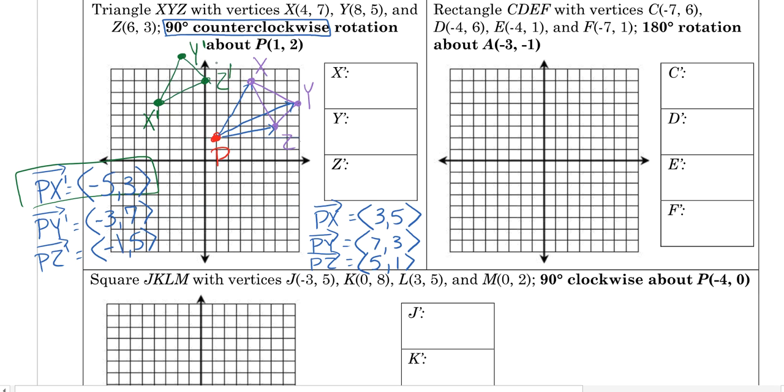And we can see that we have just, I'm sorry, not translated, we have just rotated triangle XYZ 90 degrees counterclockwise about point P. So if I'm looking at my ordered pairs, X is now at -4, 5. Y is at -2, 9, and Z is at 0, 7.